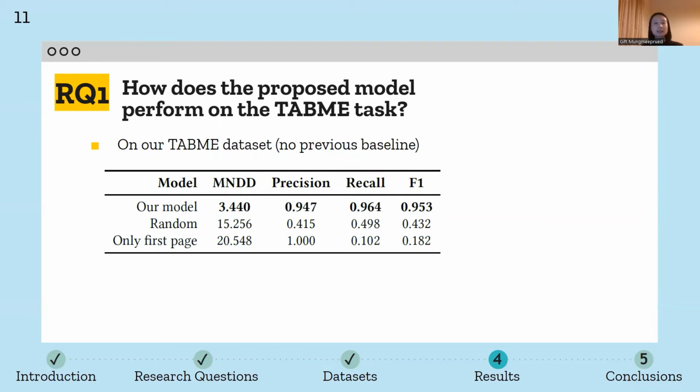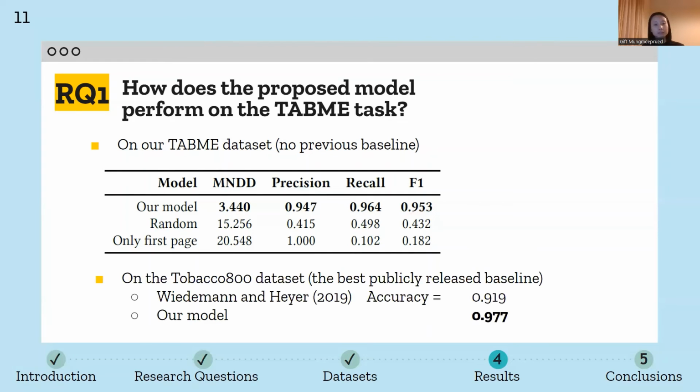Since there's no previous baseline on our dataset, we compare against 2 trivial models. The first model makes a prediction randomly, so we will refer to it as the random model. And the second model does nothing more than make an obvious prediction that the first page in the folder is a breaking point. The performance is shown in the table. We can see that our model outperforms the trivial baselines by a significant margin.